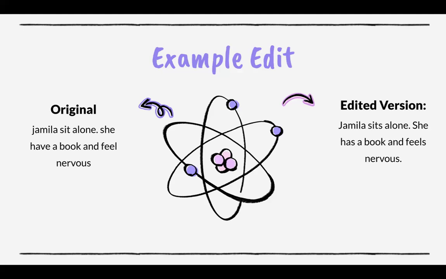So the edited version is: Jamila sits alone. She has a book and feels nervous. And now we can see that we have proper grammar, capitalization, and verb tenses, and all those things that we want.